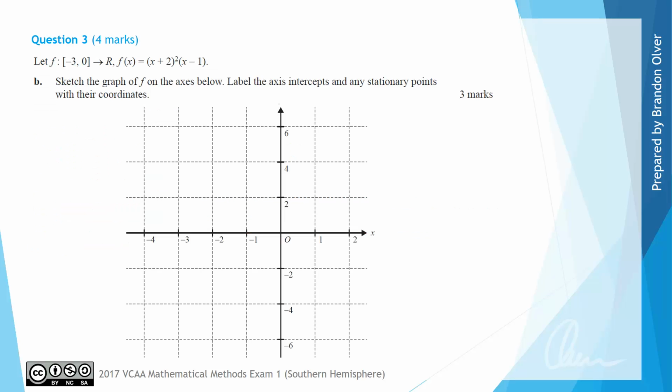For part B, we want to sketch the graph of f on the axes below, and we need to label the axis intercepts and any stationary points with their coordinates. So importantly, f has a restricted domain of -3 to 0, so we need to keep that in mind when we're sketching this graph.